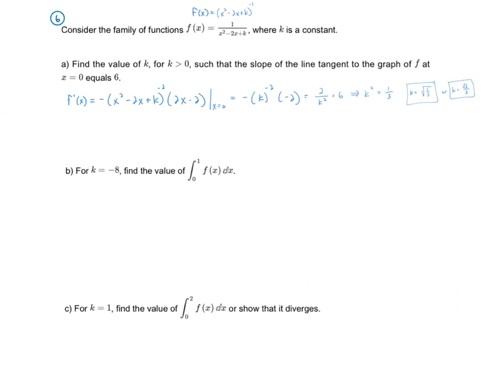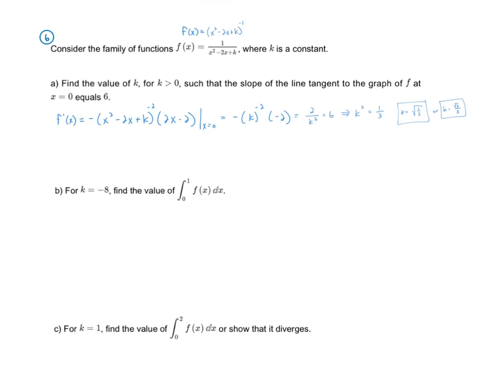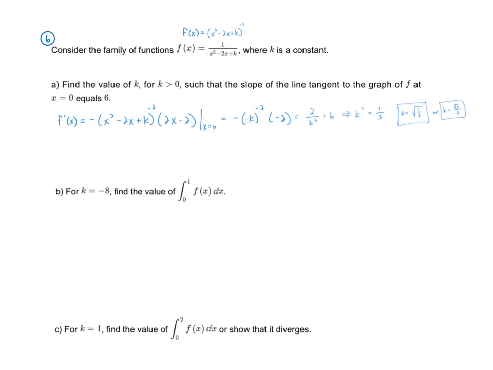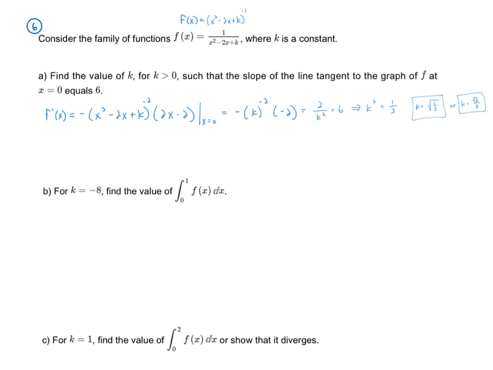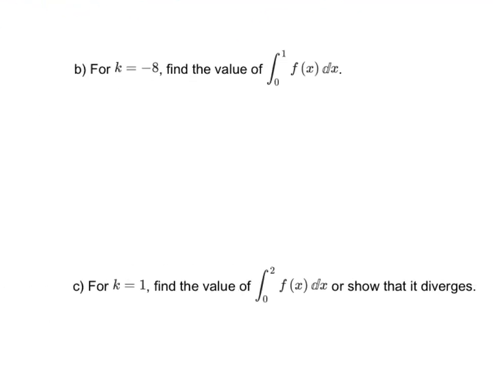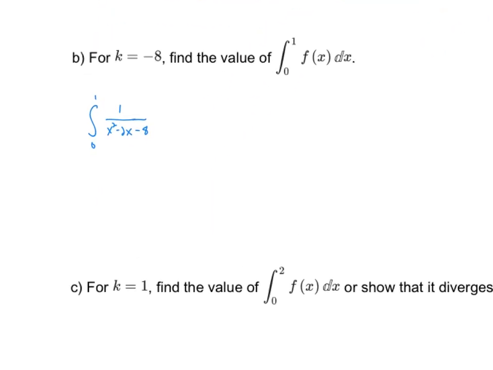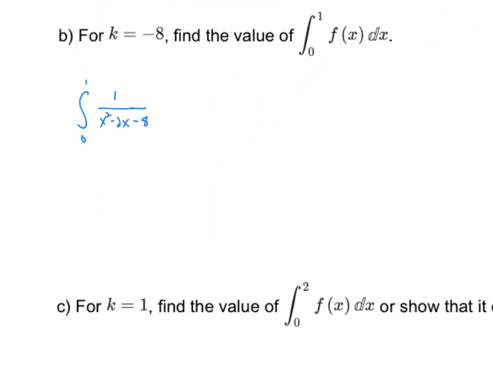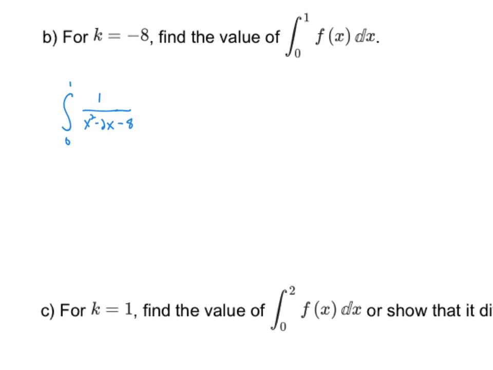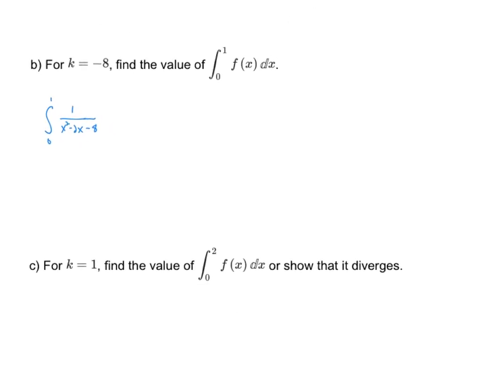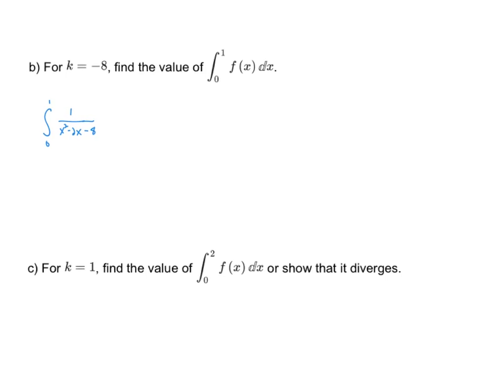Okay, so next one, for k equals -8, find the value of that. So plug in -8 and then take the integral. Okay, so definitely going to do partial fractions for this. So we're going to do a bunch of scratch work over here, and then we'll come back to this in a second.